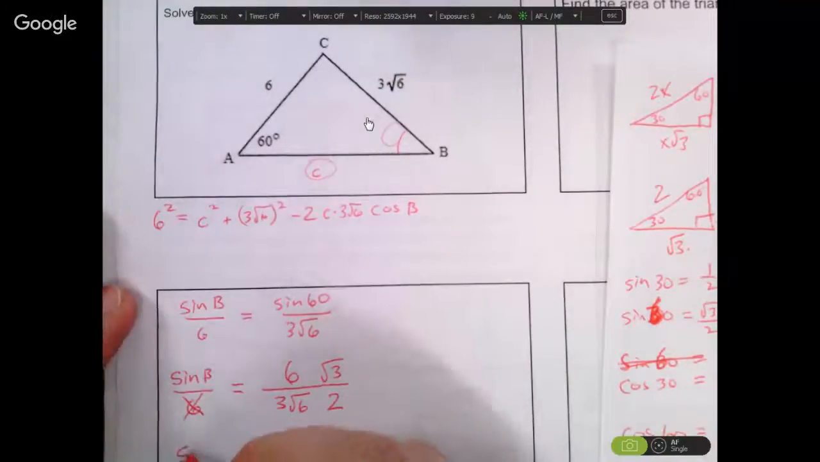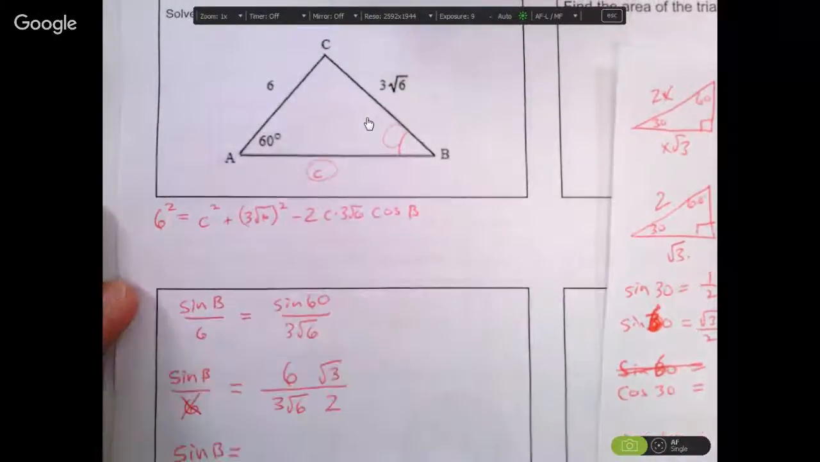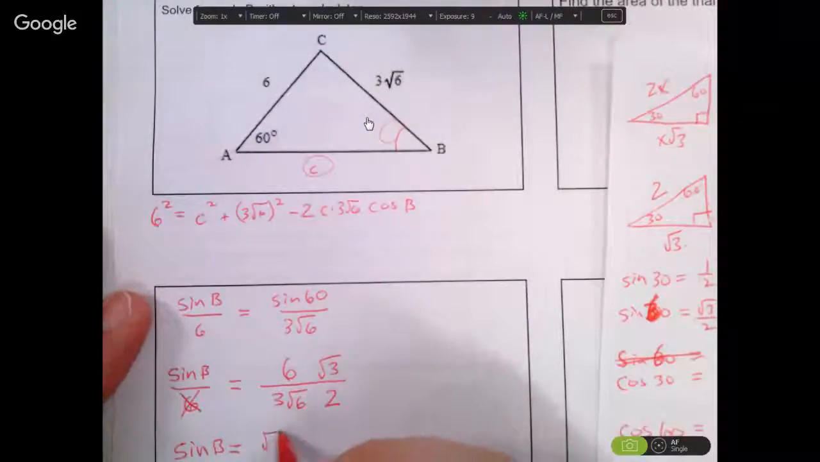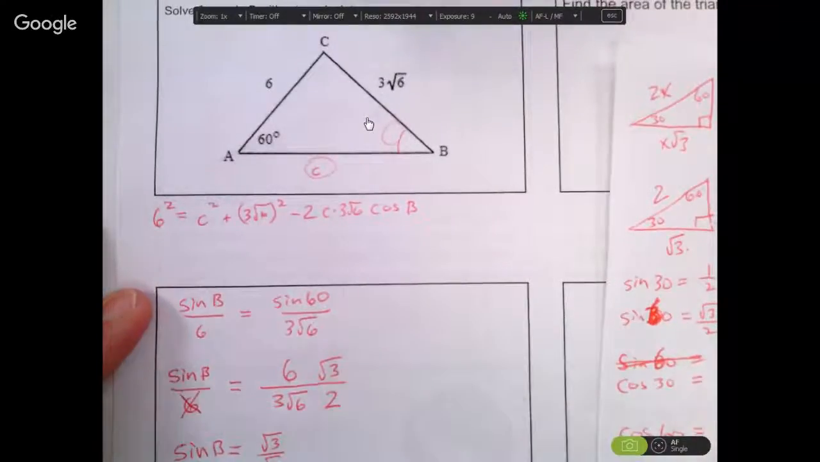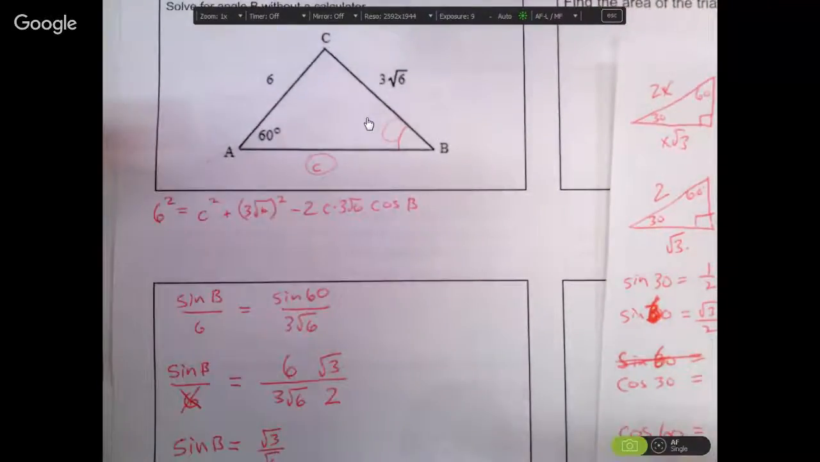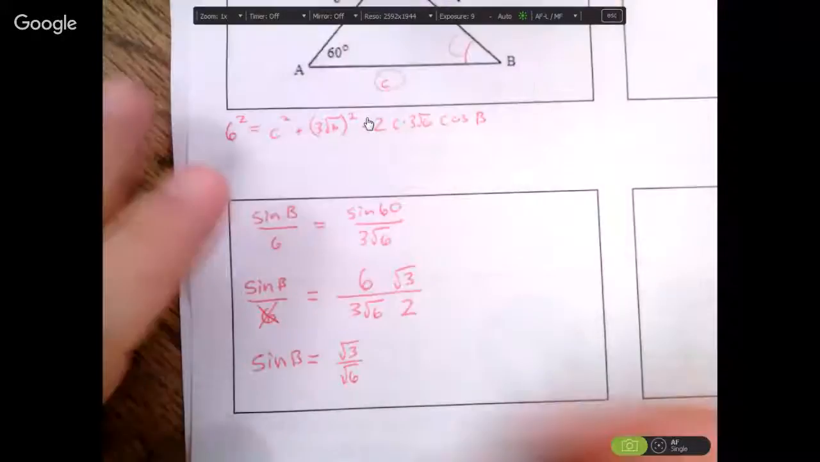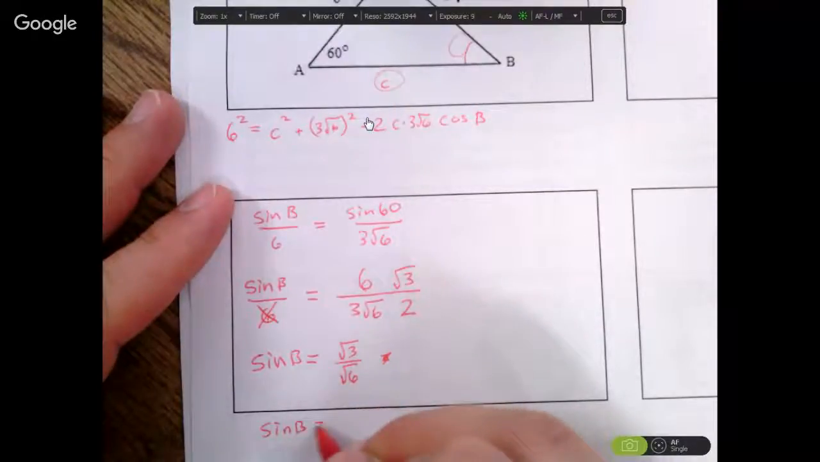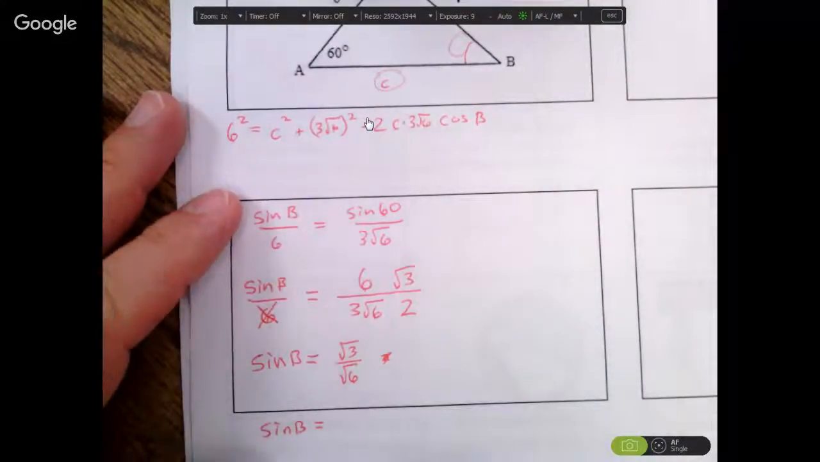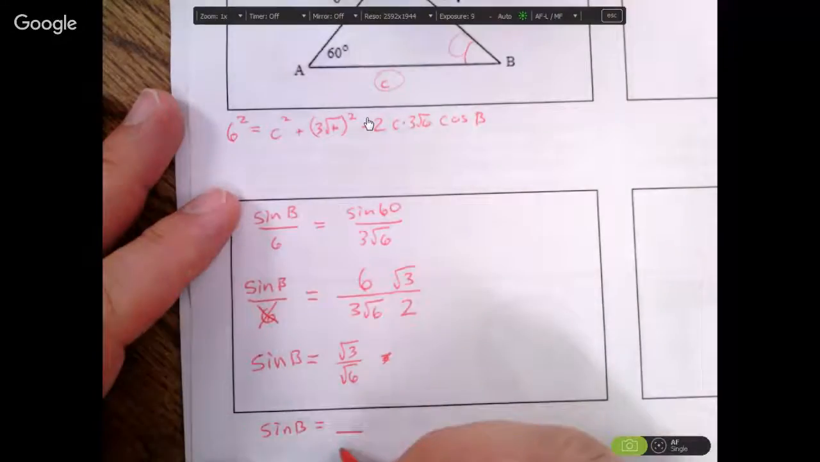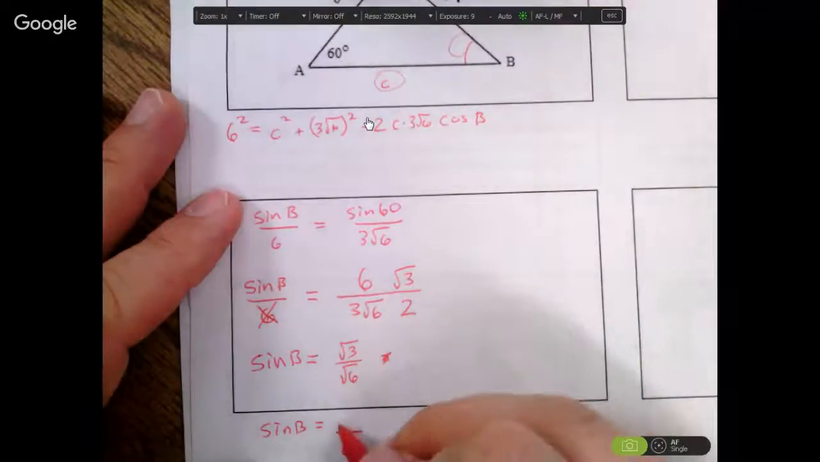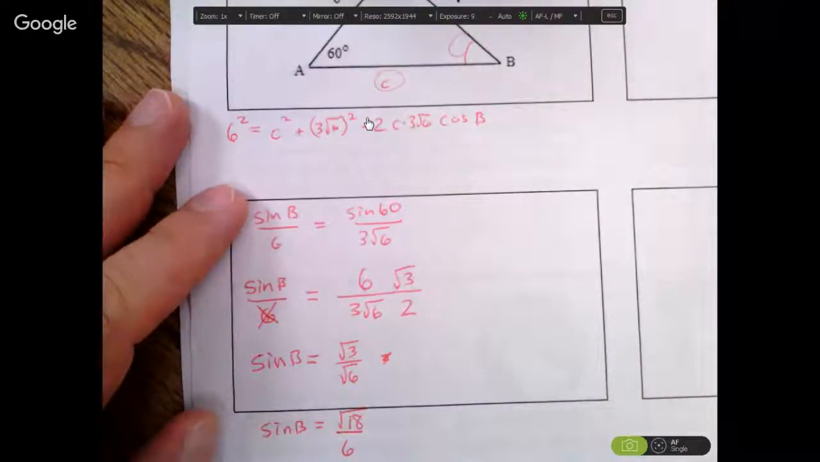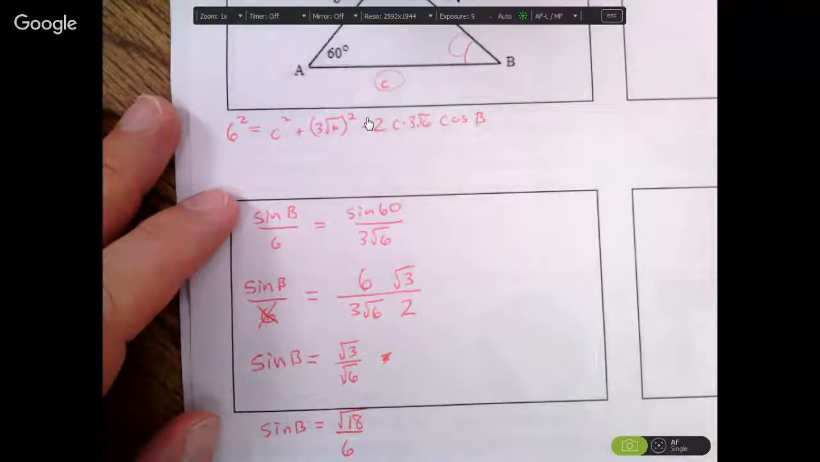So then sine of B is radical 3 over radical 6. And then don't you have to multiply by radical 6 to get it out? Which is the same as, oh, I don't like to do that. Sine of B equals, yes, we're going to multiply radical 6 on the bottom. I'm going to get 6. And on the top, I'm going to get radical 18. And then can you split that into 9 and 2? Yes. So that would be 3 radical 2.